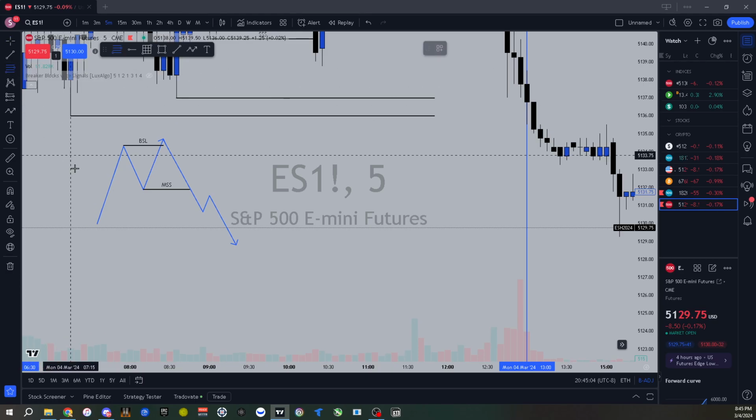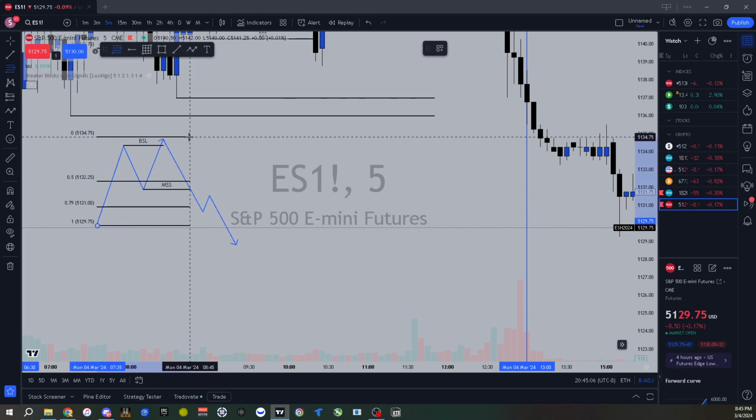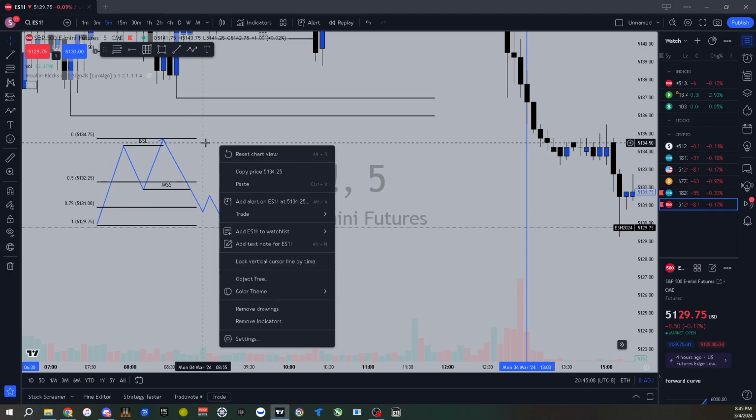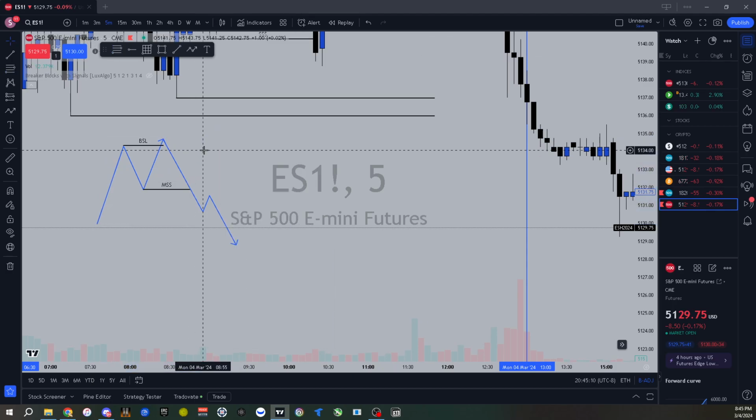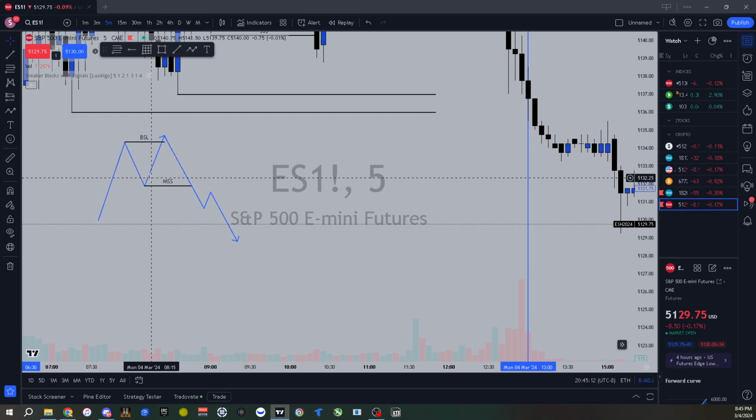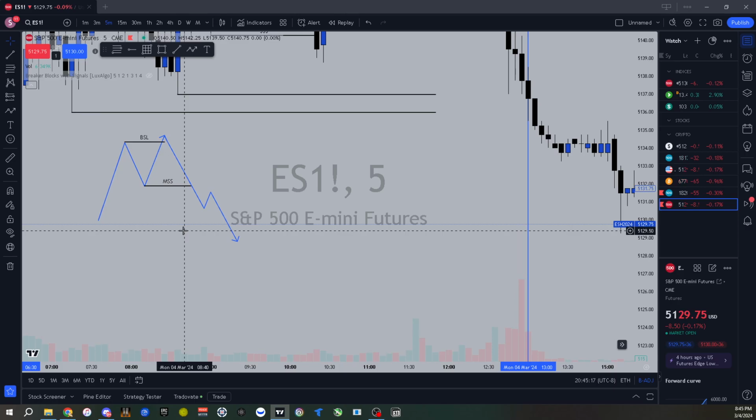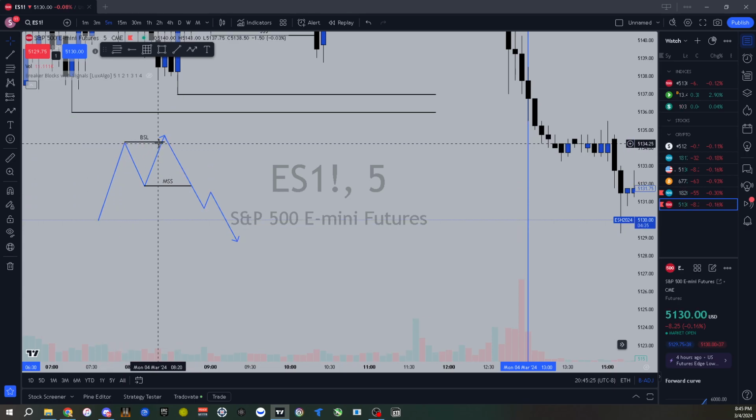Okay? Very simple stuff. The market tells you when it's ready to go. We swept buy side, we broke structure to the downside. Honestly, guys, a lot of people's strategy is literally just that. A lot of people, this is what they trade. They wait for a sweep of liquidity and a break of structure, and they enter.